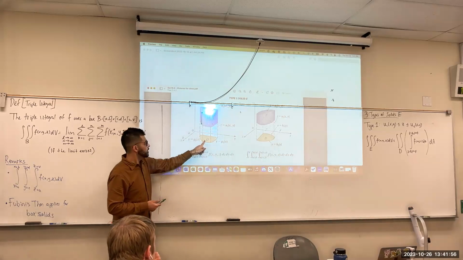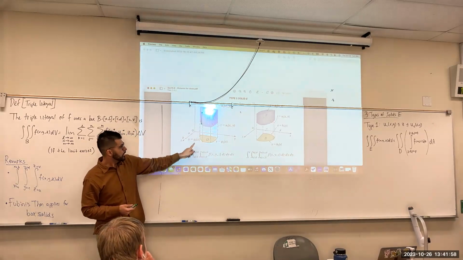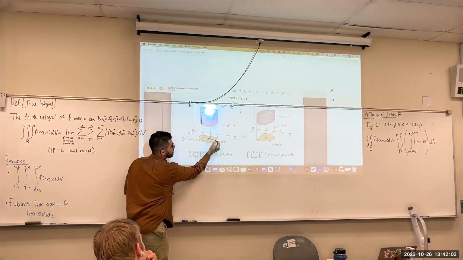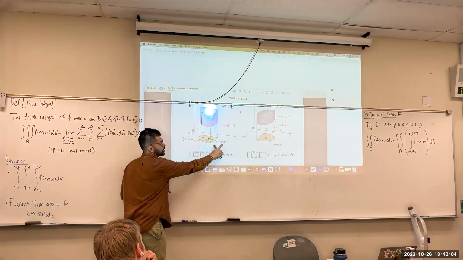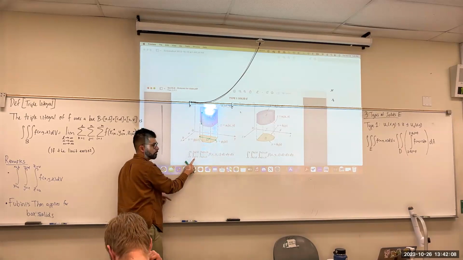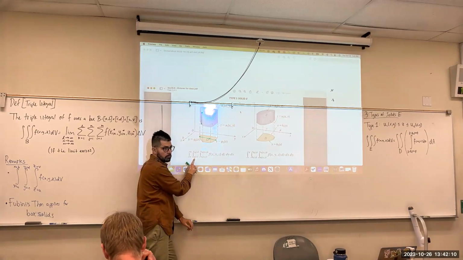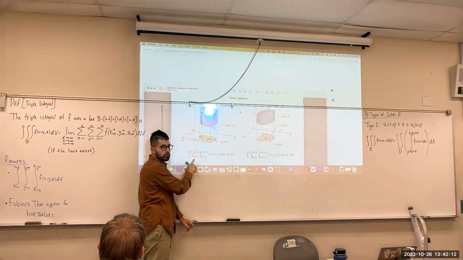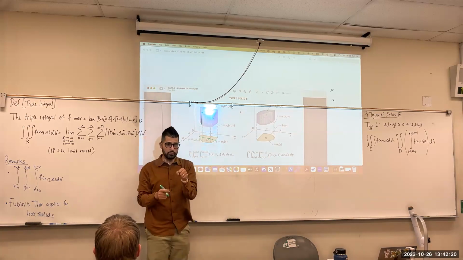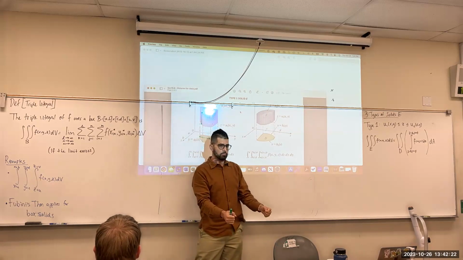If it's a type 1 region, then y is bounded above by a function of x and bounded below by another function of x. Yeah. So each type has 2 types of. Correct. So there's a total of 6 things that you need to consider. First, the type of solid, and then the type of region.